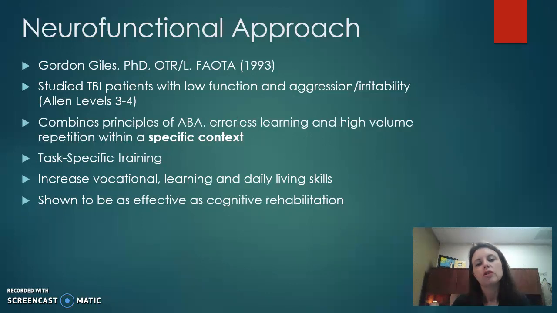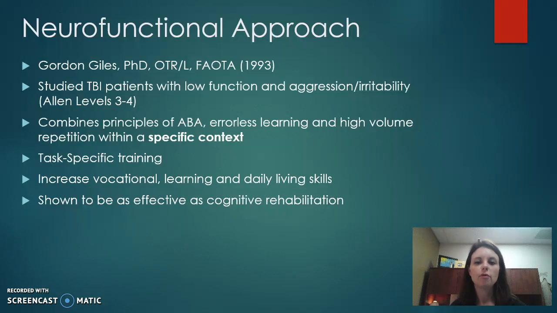So the neurofunctional approach is just a different way to describe how to interact with that person. Allen's levels do give us a description of where they might be, but in terms of how to scaffold them to higher levels of cognitive function, we need some more strategies, some more tools, and that's what the neurofunctional approach does. It provides that idea of how to cue and how to repeat a given task so that someone can start to become more independent with it.